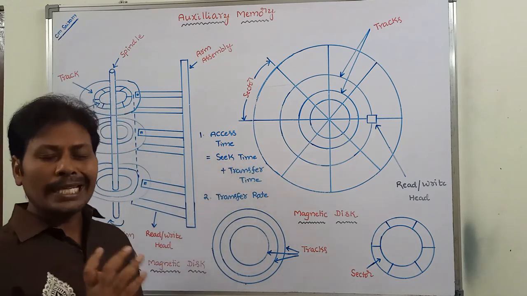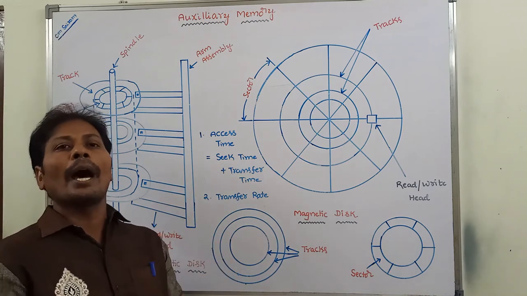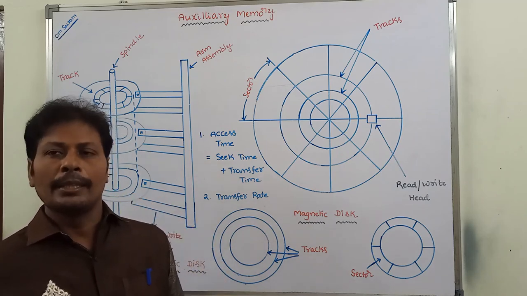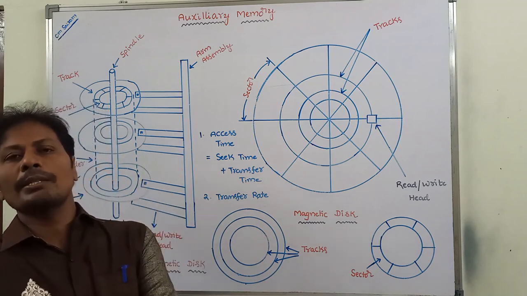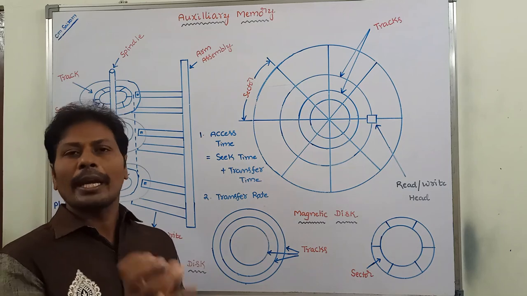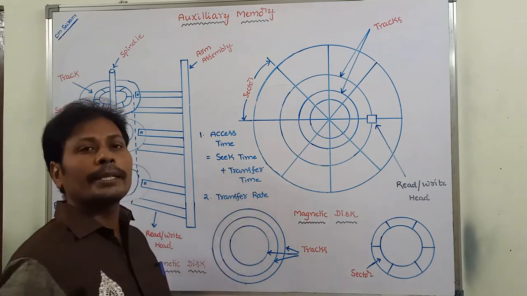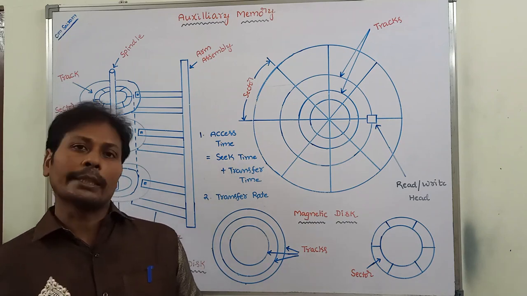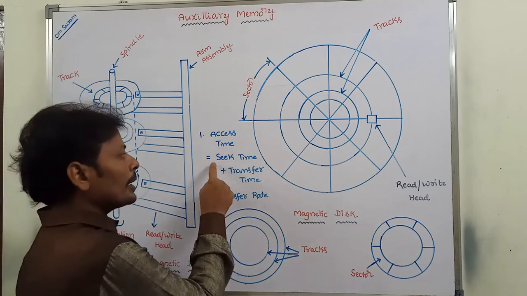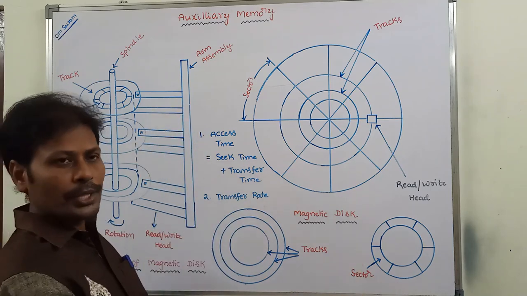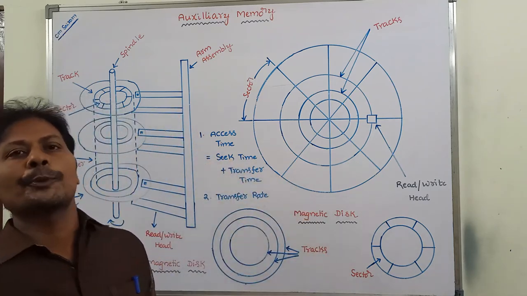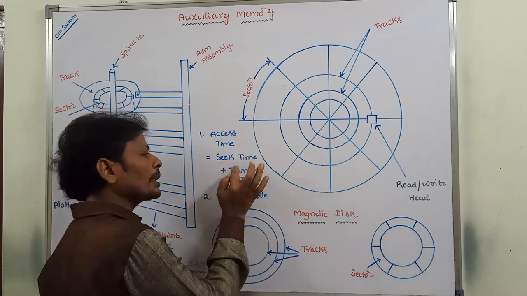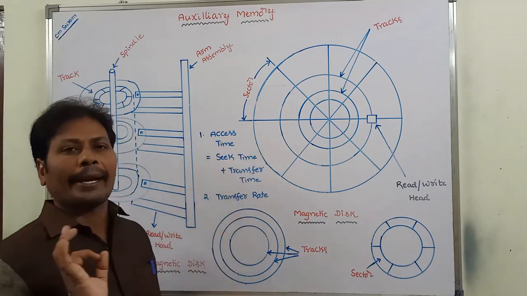What is seek time? Seek time is the time required to position the read-write head to a particular location in the memory. Transfer time is the time required to transfer the data to or from the device. So the combination of seek time and transfer time is access time.